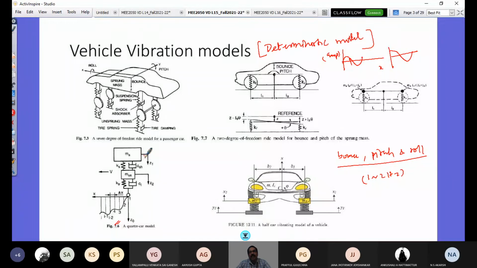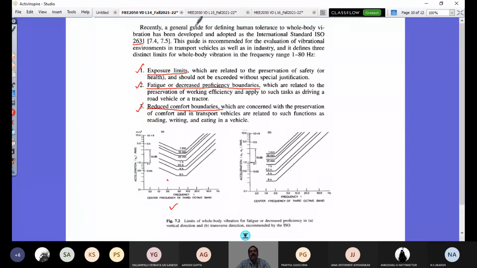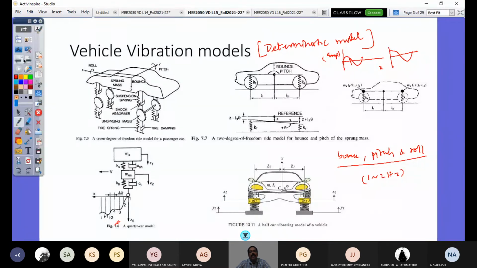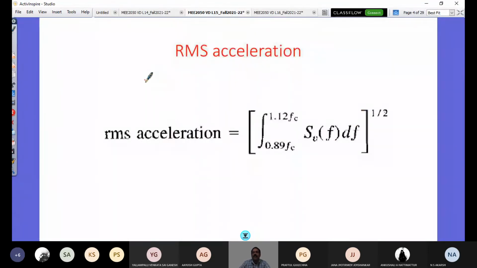Look at here. On this y-axis is the ISO 2631, which has RMS acceleration. So we have to get the RMS acceleration. To get that RMS acceleration, what you require is the characterization of your vehicle through its power spectral density function. This is the formula for finding the RMS acceleration, and you see here it is an integral that goes from 0.89 fc to 1.12 fc. And this is what is called the power spectral density function of vehicle vibration.